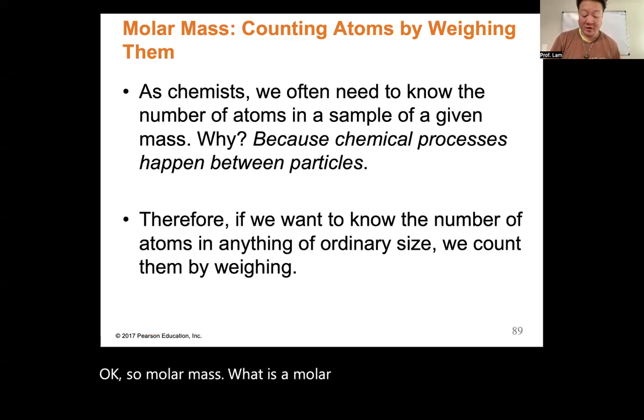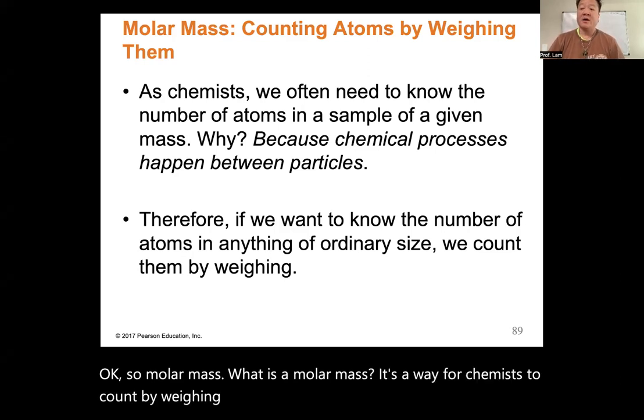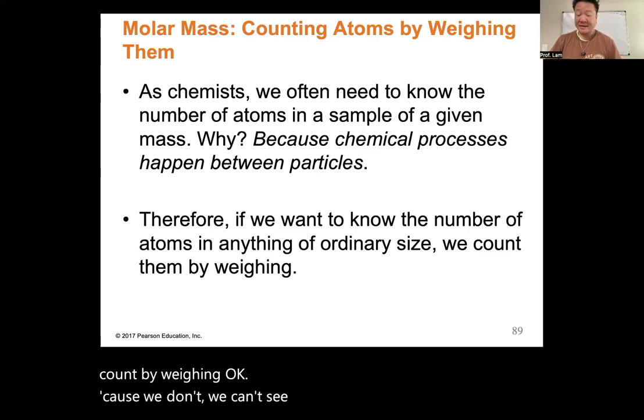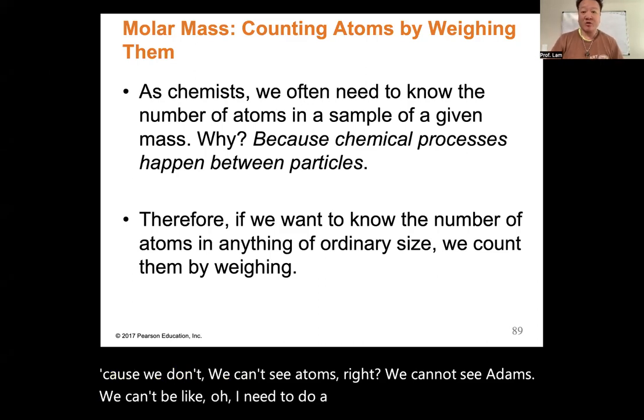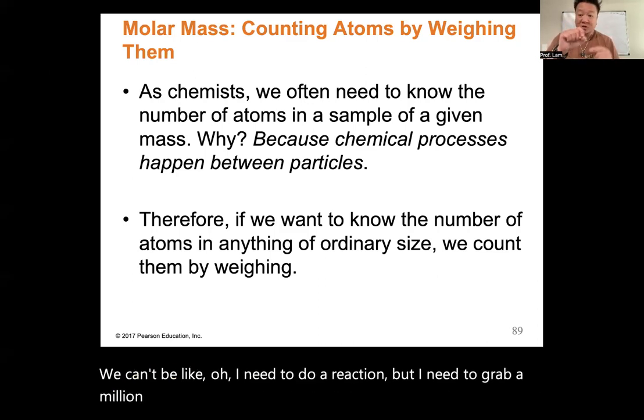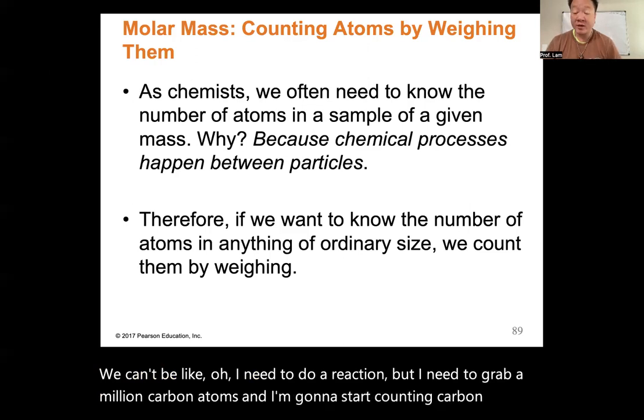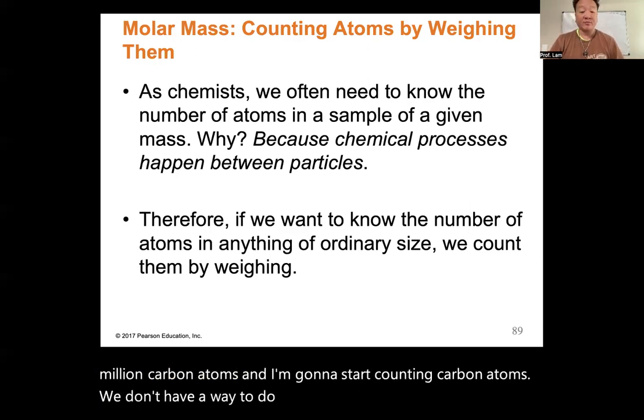It's a way for chemists to count by weighing. Because we can't see atoms. We can't say, oh, I need to do a reaction, so I need to grab 1 million carbon atoms and start counting them. We don't have a way to do that. So the only way we can actually count atoms is by weighing them.